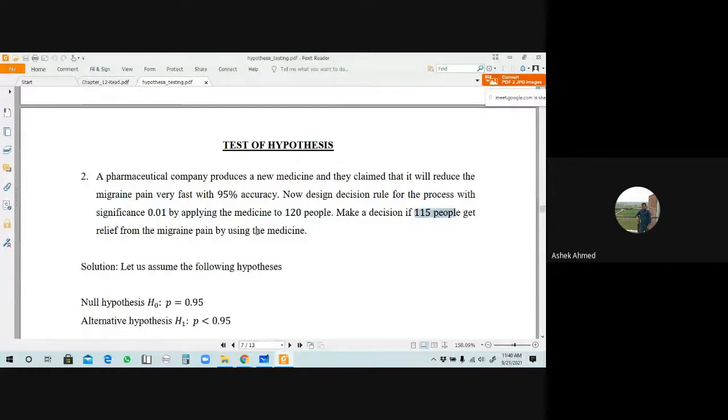তাহলে আমাদের 120 people উপর এটা অ্যাপ্লাই করা হবে, আর আমাদের ডিসিশন নিতে হবে যদি 115 people get relief. তাহলে 115 people মাইগ্রেন পেইন থেকে রিলিফ পাবে কিনা, মানে মাইগ্রেন পেইন থেকে তারা মুক্তি পাবে কিনা, বাই ইউজিং দ্যাট মেডিসিন, যেটা আমরা people উপর অ্যাপ্লাই করছি। এখান থেকে আমাদের ডিসিশন নিতে হবে 115 পিপল ওই মাইগ্রেন পেইন থেকে রিলিফ পাবে কিনা। ওকে.